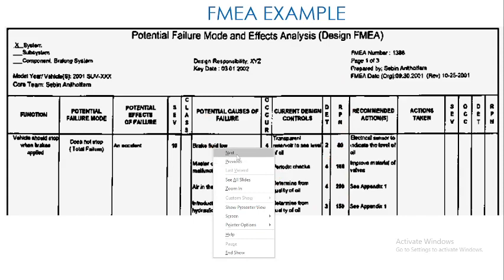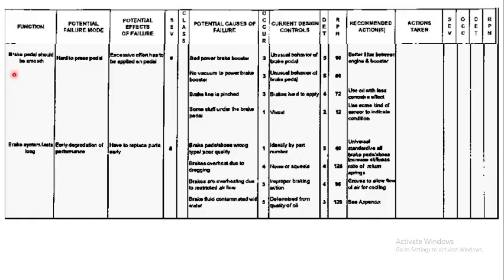This is just part one of this. I have also developed part two. You can read it from here. I'm sorry, it's slightly difficult to read, but if you concentrate, you can read it. This is again for the brake failure. The brake pedal should be pressed, and it is hard to press the pedal. The brake pedal should be performing as normal. So these are all the causes of failure, current design controls, recommended actions. This will be quite helpful for you.